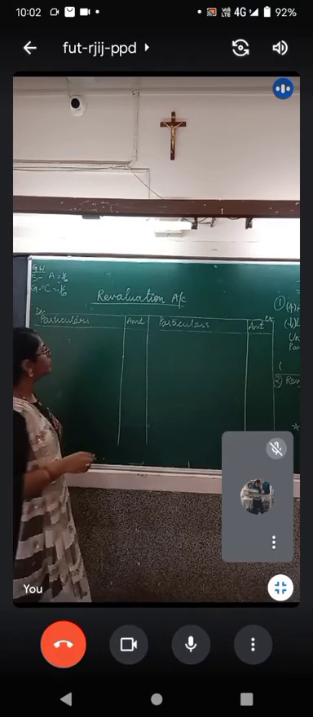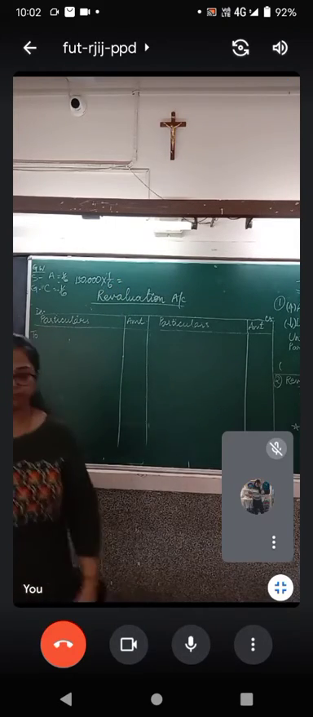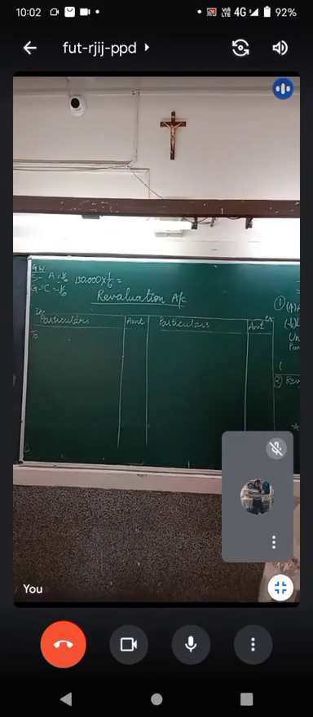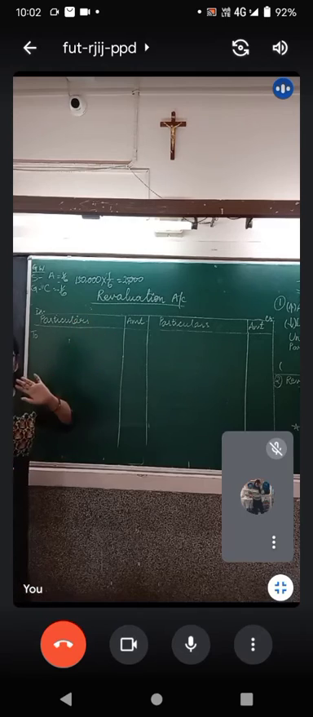Now the valuation of the goodwill is 1,50,000. This 1,50,000 into the amount of compensation: how much will this come out to be? 1,50,000 into 1/6 comes out to be rupees 25,000. We will adjust this in the partners' capital account. Now this much is enough.